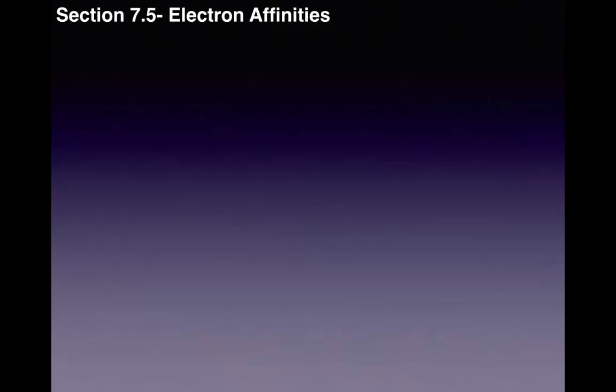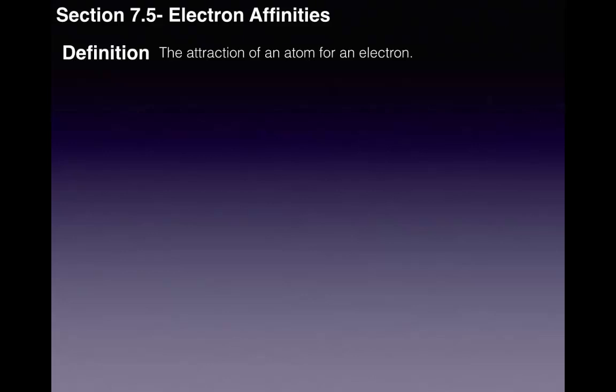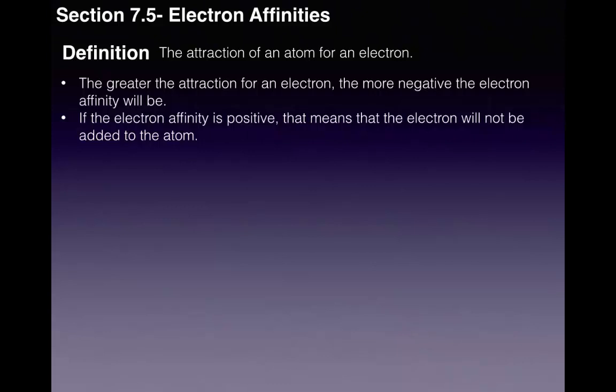The last characteristic that I'm going to talk about in this video is electron affinity. And electron affinity is exactly as it sounds. It is the attraction of an atom for an electron. So it's the exact opposite of ionization energy. Now, the greater the attraction an atom has for an electron, the more negative the electron affinity will be.